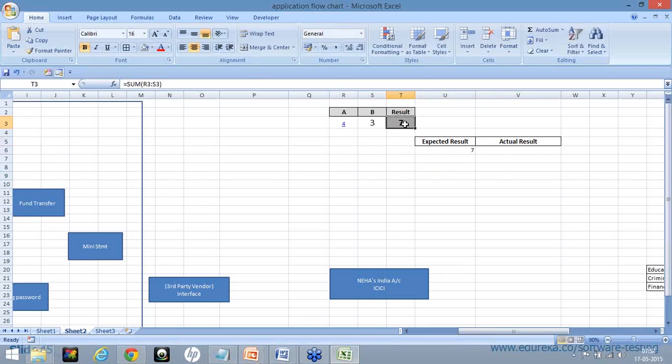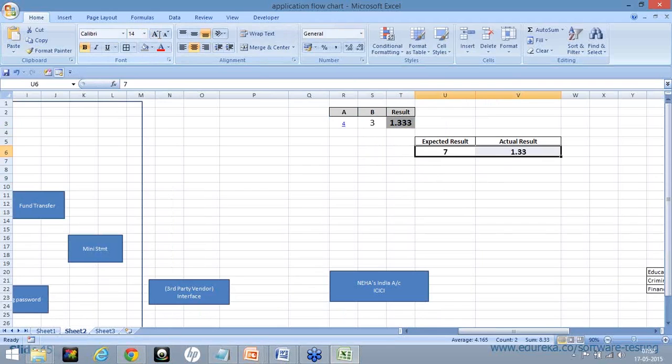Now assume there is a problem in the software, and the value is coming as 1.3. So this is a bug. What is actually required from the customer? What is actually required from the customer? I should get the sum of these two values.